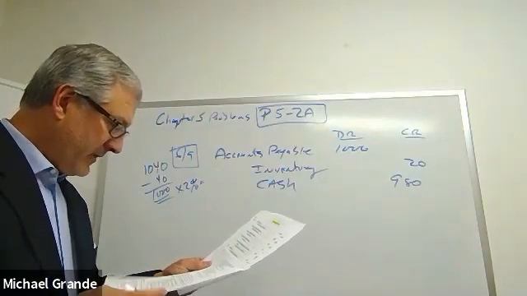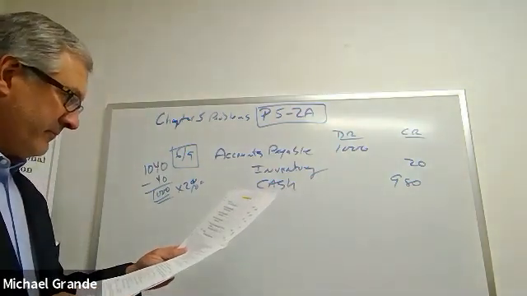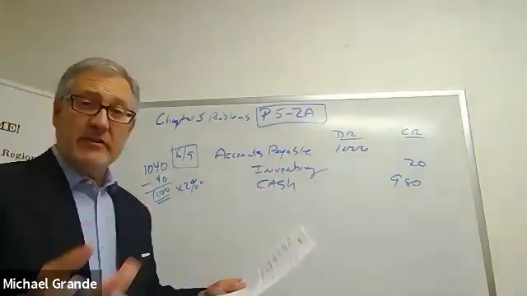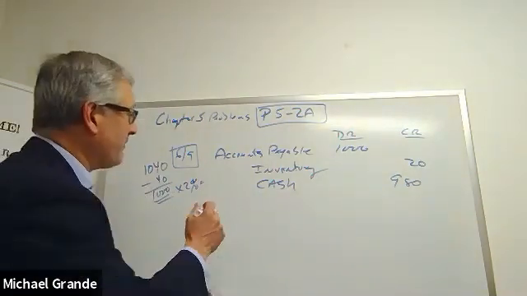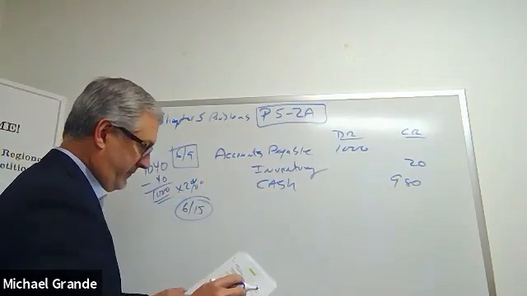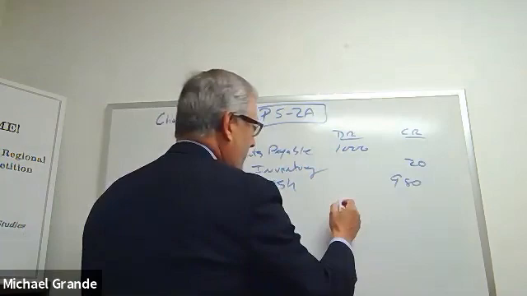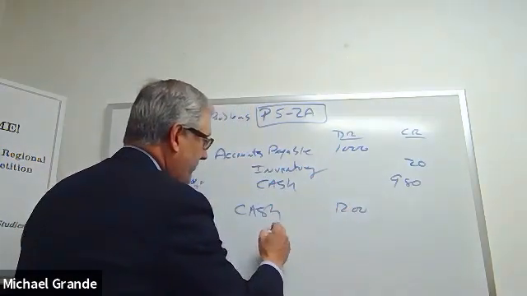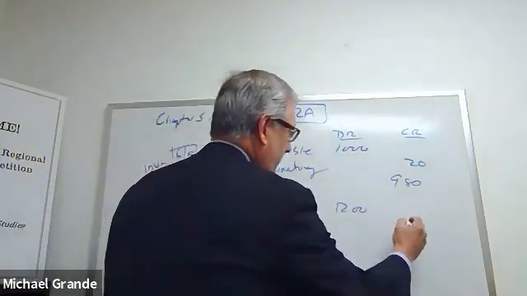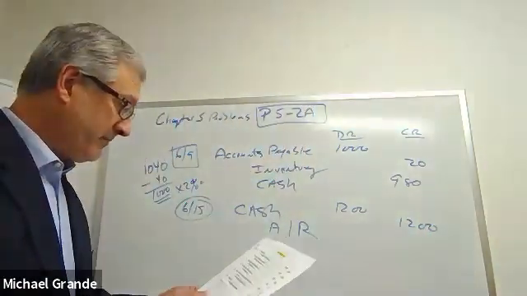6/15, received payment in full from Garfinkel Bookstore. So they originally sold it for $1,200. So they're going to receive the cash. This is 6/15. They received cash of the entire amount, $1,200. And they're going to reduce their accounts receivable by $1,200 as well.